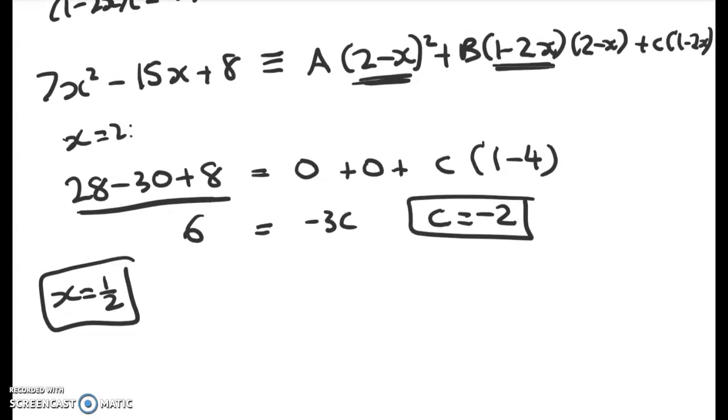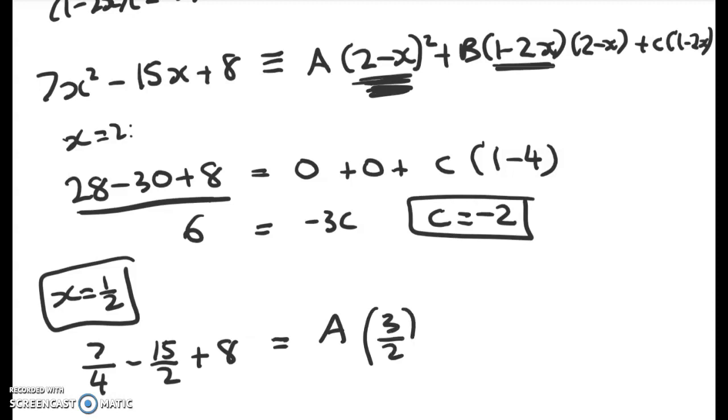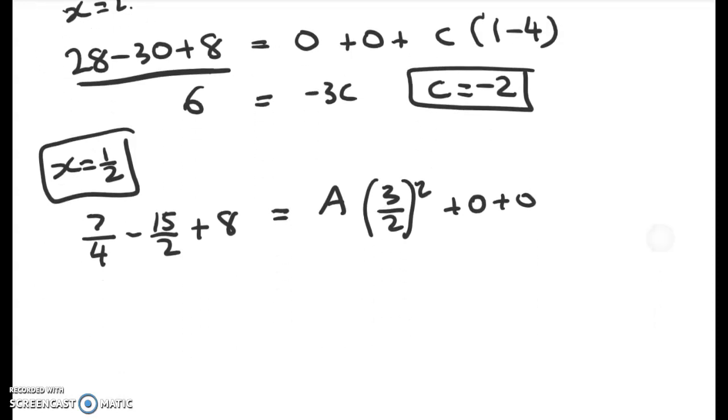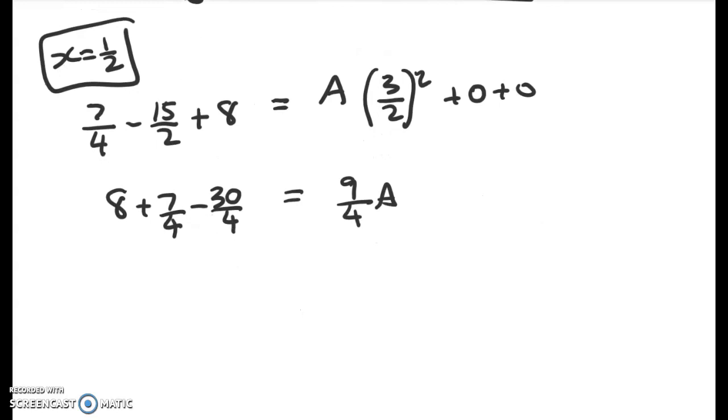So on the left hand side we're going to have 7 over a quarter minus 15 over 2 plus 8 is equal to a times, substituting in here, (3 over 2) squared plus 0 plus 0. So it's a bit muckier than we like. What have we got here? Well, we've got 8 plus 7 over 4 minus 30 over 4 is equal to 9 over 4a. So let's get a common denominator.